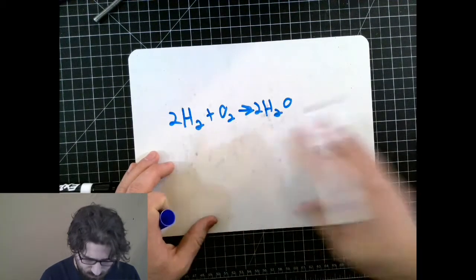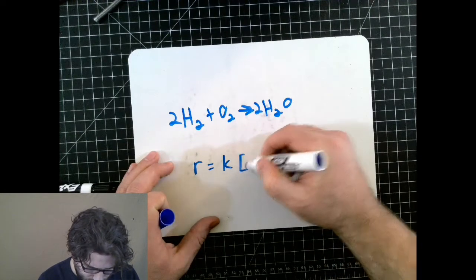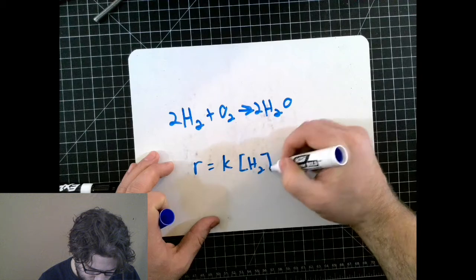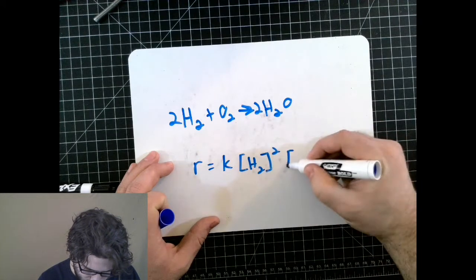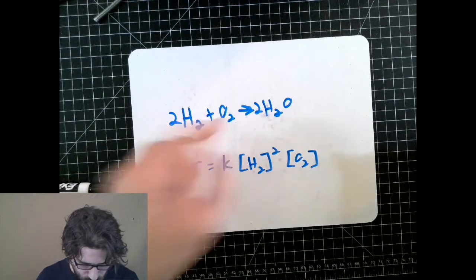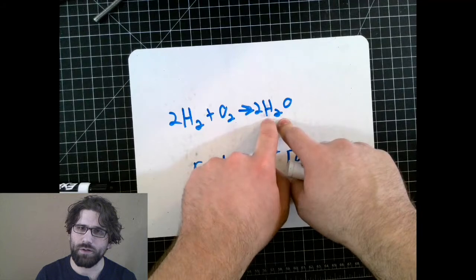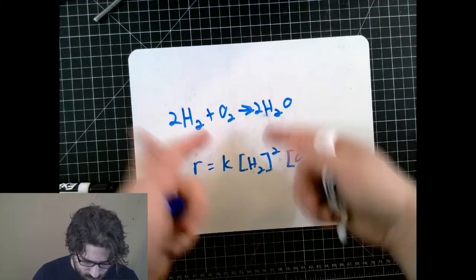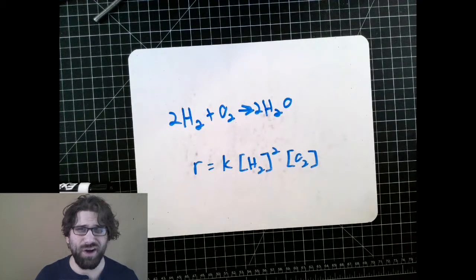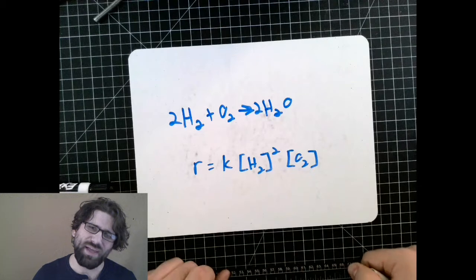I would expect, just from looking at the stoichiometry, that the rate law would look something like this, with a squared hydrogen. Because after all, it takes two hydrogens to react with that oxygen to produce this water. This reaction happens extremely quickly regardless. I mean, we've blown up hydrogen in the lab before, but the rate might not reflect that.